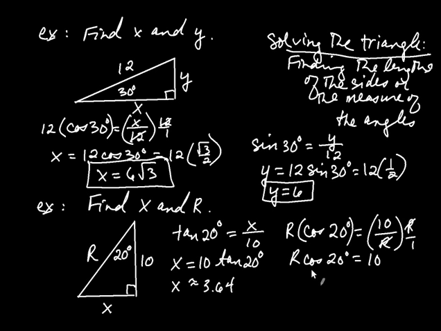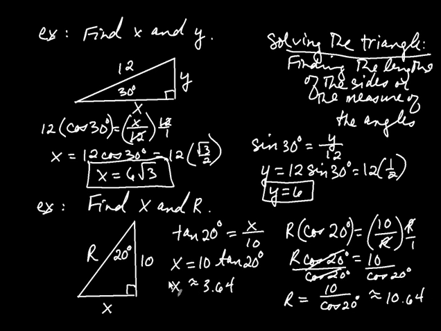And now finally, let's divide both sides by cosine of 20. I'm trying to isolate that r. And the cosines of 20, those cancel. So I get r is equal to 10 divided by cosine of 20 degrees. And if I do that on my calculator, I find that I get about equal to 10.64.